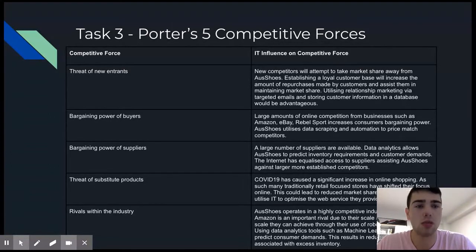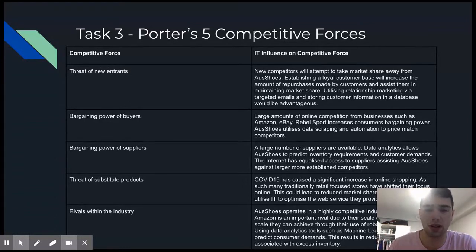Bargaining power of buyers. Large amounts of online competition for businesses such as Amazon, eBay, Rebel Sports increase consumer bargaining power. Oz Shoes will utilize data scraping automation to price match with competitors. Bargaining power of suppliers. A large number of suppliers are available. Data analytics will allow Oz Shoes to predict inventory requirements and customer demands. The internet has equalized access to suppliers, assisting Oz Shoes against larger, more established competitors.